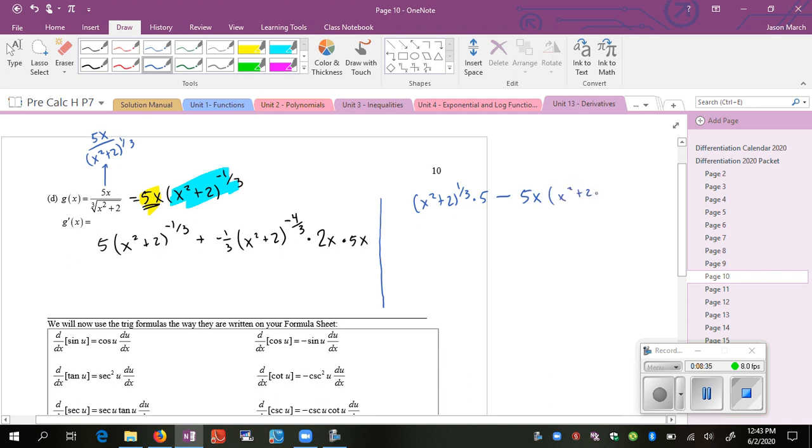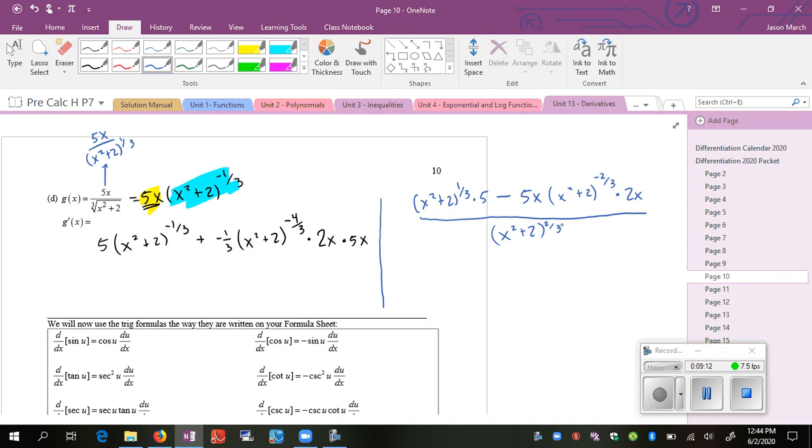x squared plus 2 to the negative 2/3 times 2x. So that's the D low part, all over the low squared. So we're looking at x squared plus 2 in parentheses to the 1/3 squared. So now it becomes to the 2/3. And it might not be obvious, but that is actually the same thing as what I have over here by a little bit of algebraic manipulation.